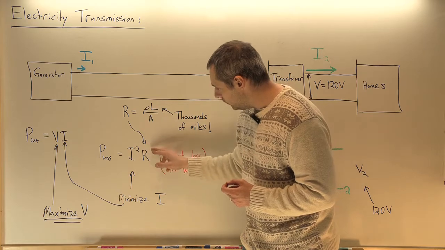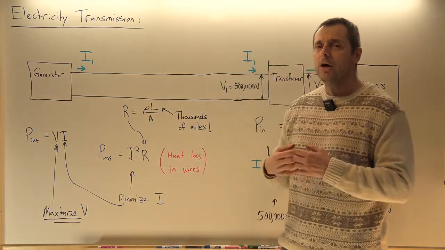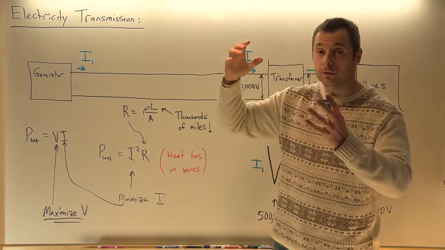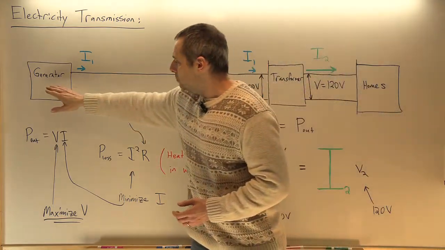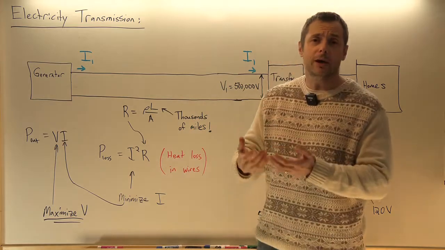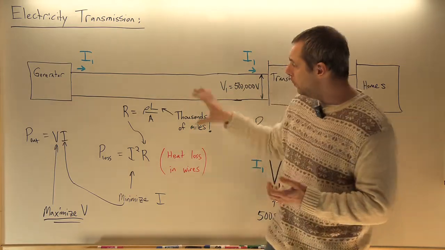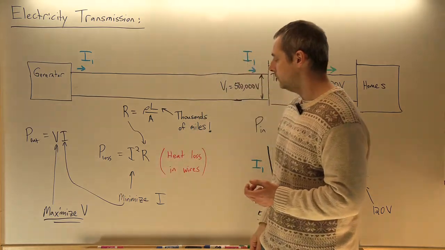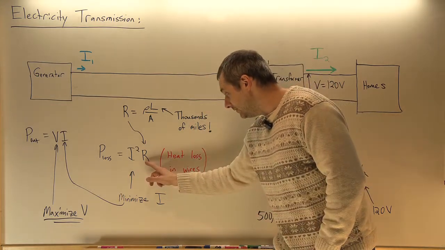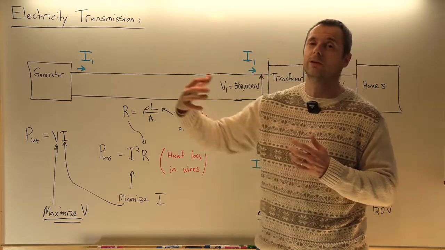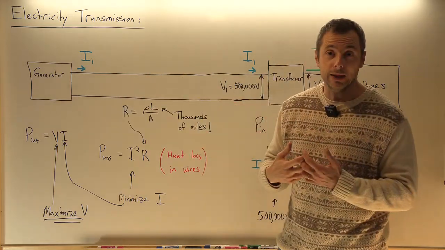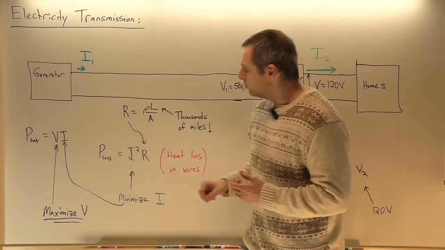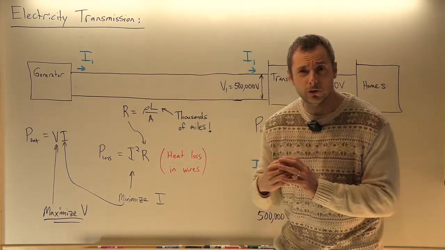With this already so huge, the more current you have, the more these wires are going to heat up and radiate heat into the atmosphere. Means more coal has to be purchased by the utility company. They don't want that. They don't want to waste the energy into heat. So they want to minimize this power loss. And the only way is, since this is thousands of miles, they can't move the river closer or the nuclear power plant closer to the city. So this is fixed. The only thing they can control is to make the current as small as possible.